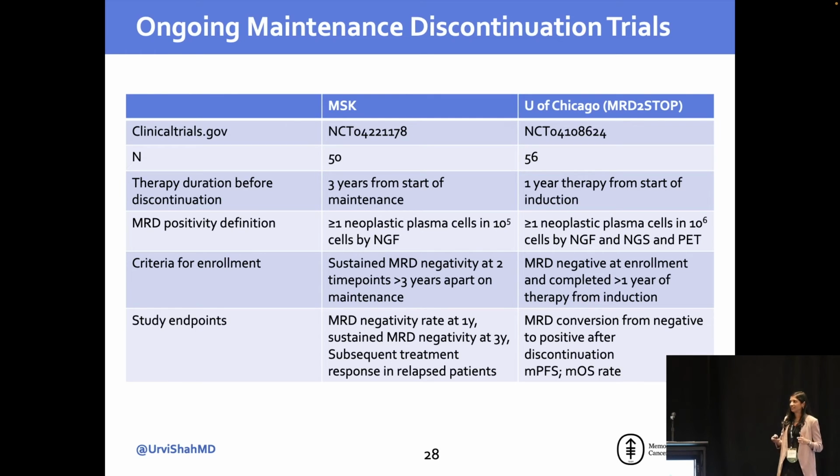So while they're MRD negative, not just at one time point, but at 2 time points, and it's not 1 year or 2 years apart. It has to be 3 or more years apart that we have to document sustained MRD negativity, and then the patient should be interested in going on the study. Then they will be stopped from all maintenance and followed with bone marrows every 6 months to see if they are losing the MRD negativity and what's happening with that.